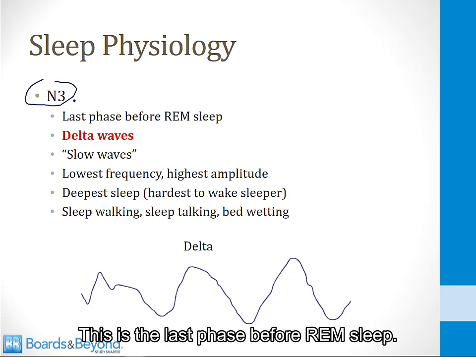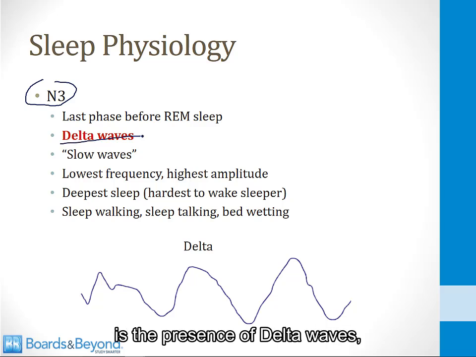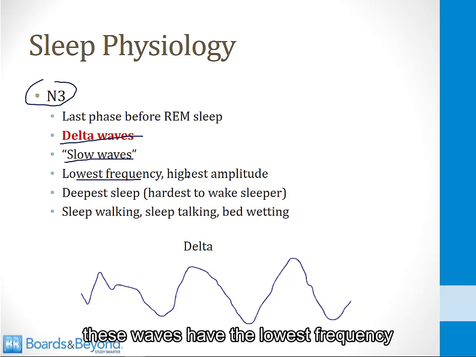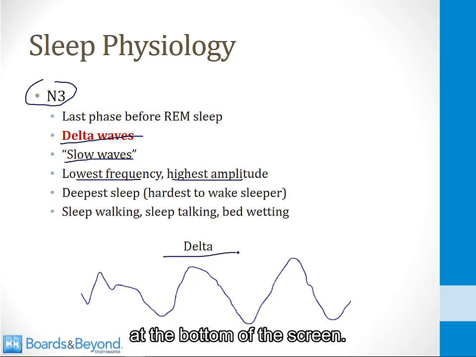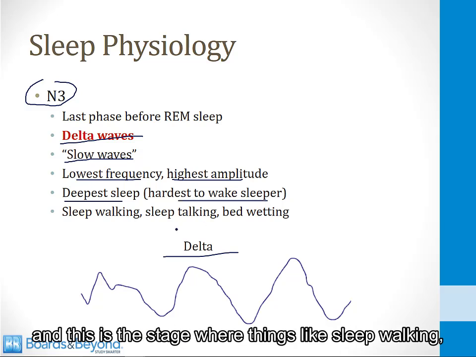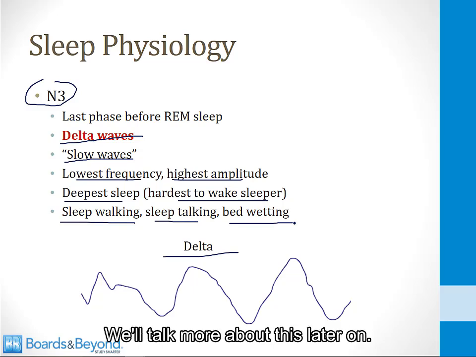The next stage of sleep is N3. This is the last phase before REM sleep. And the hallmark of N3 on the EEG is the presence of delta waves, which are also called slow waves. Of all the EEG waves seen in sleep, these waves have the lowest frequency and the highest amplitude. This is a picture of delta waves or slow waves at the bottom of the screen. N3 is the deepest stage of sleep. It's when it's hardest to waken the sleeper, and this is the stage where things like sleepwalking, sleep talking, and bedwetting occur. We'll talk more about this later on.